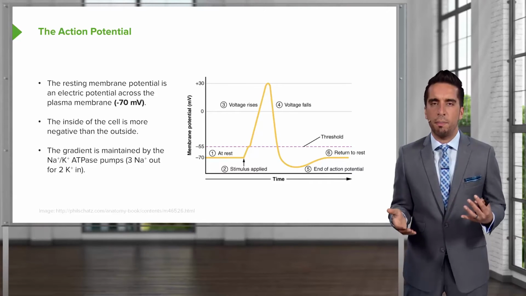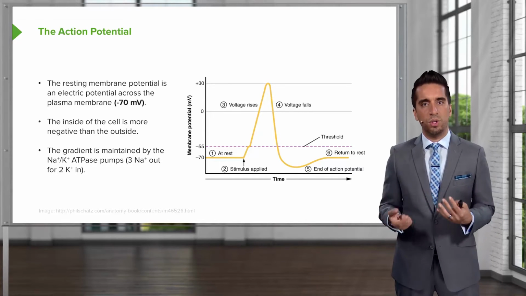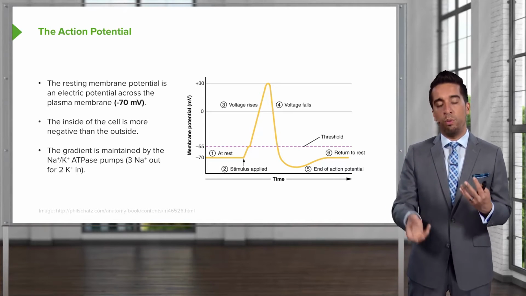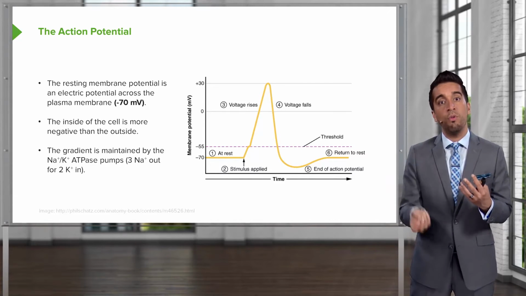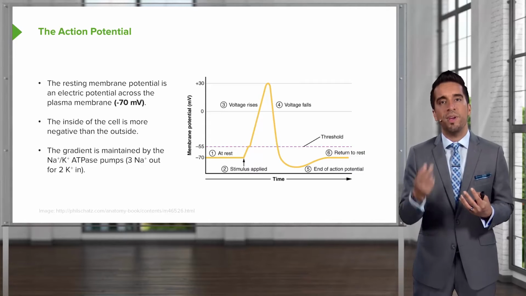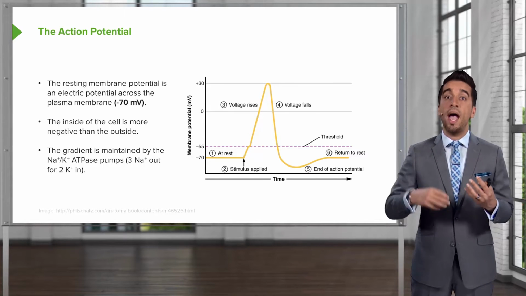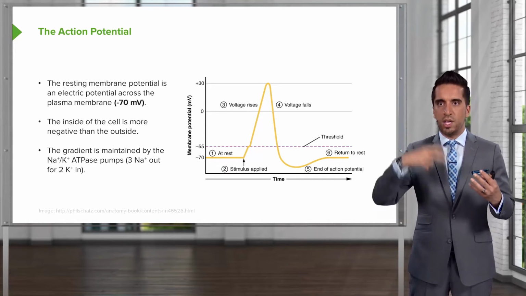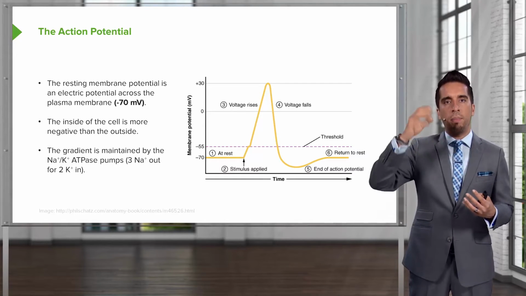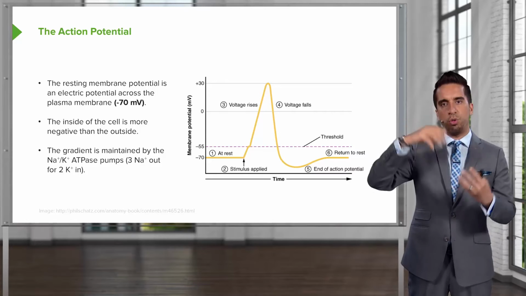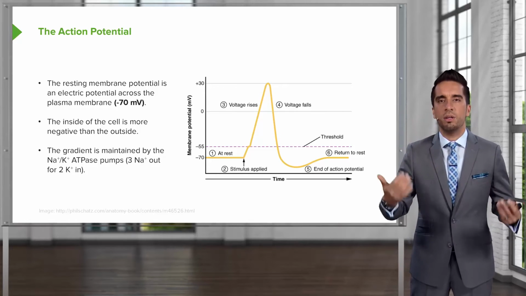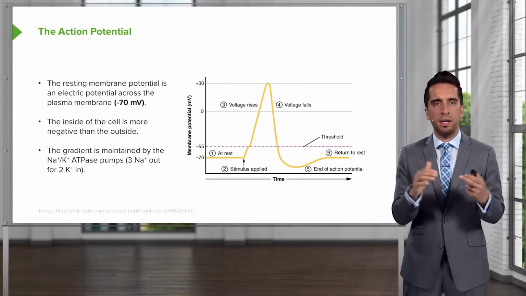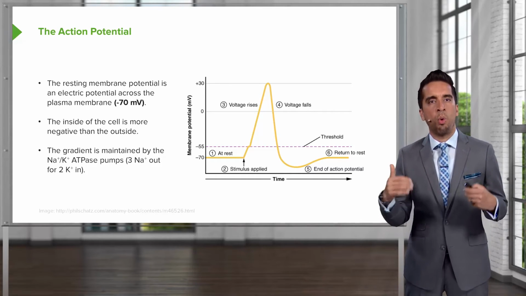Now let's do some basic math. 3 minus 2 leaves us 1. So we're removing an extra sodium, which means we're removing an extra positive charge out of the cell. If you do that over and over over time, we keep moving out 1 positive charge, so 3 for 2, 3 for 2, 3 for 2, we continue to make the inside more negative. So this is one of the ways that we actually maintain and achieve that inside being more negative than the outside.